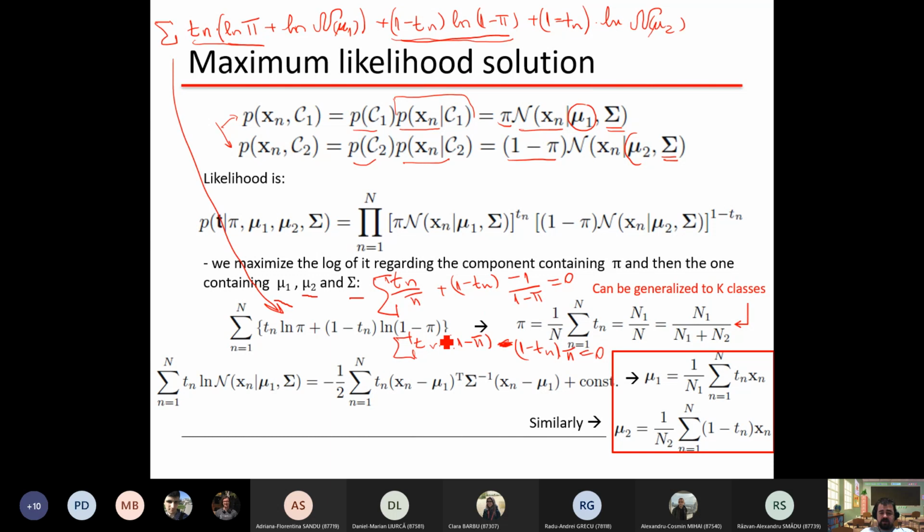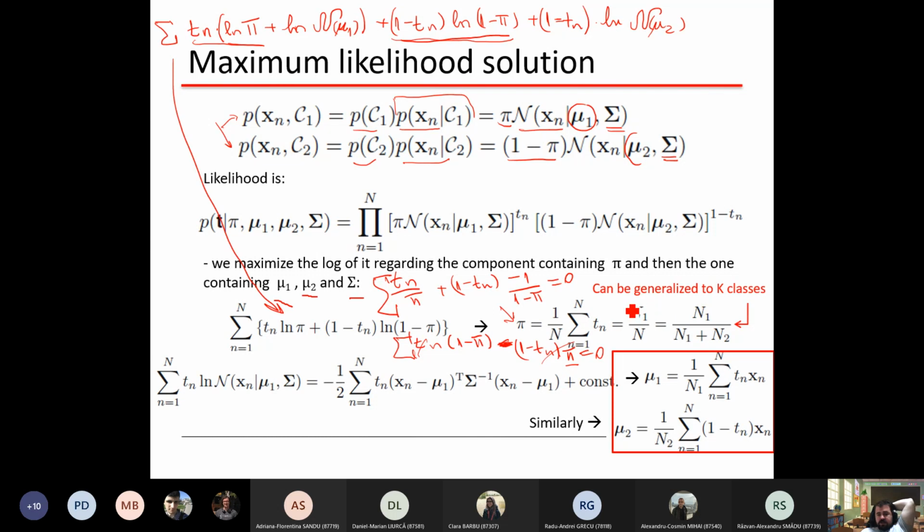And from here, Tn multiplied by pi will disappear both here and here, and we will have Tn minus pi equals 0. So pi equals 1 over n, because it's summation, and the summation of pi will be n multiplied by pi, equals the summation of Tn. So it means that pi equals 1 over n summation of Tn.